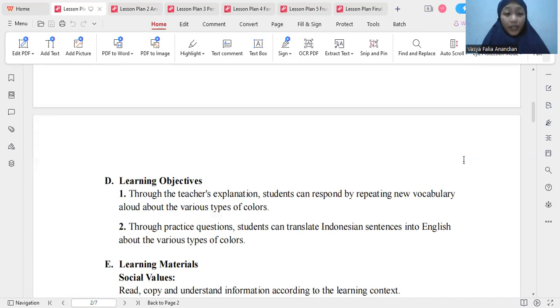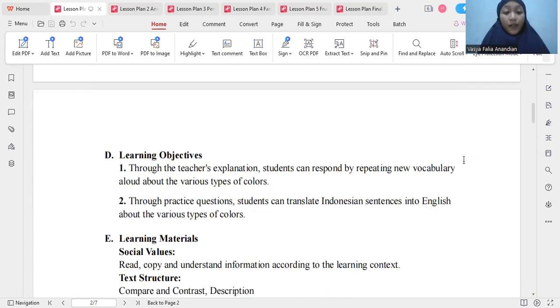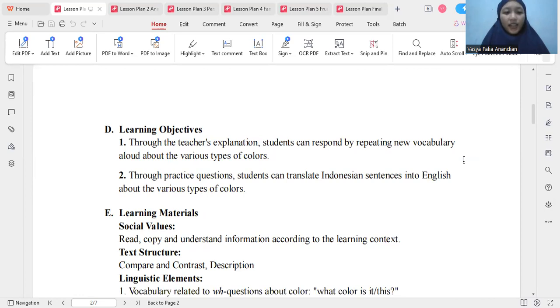So the learning objective, first, through the teacher explanation, students can respond by repeating new vocabulary aloud about the various types of colors. Second, through practice questions, students can translate Indonesian sentence into English about the various types of colors. So the learning materials is social value. Read, copy, and understand information according to the learning context. Text structure, compare and contrast, description.